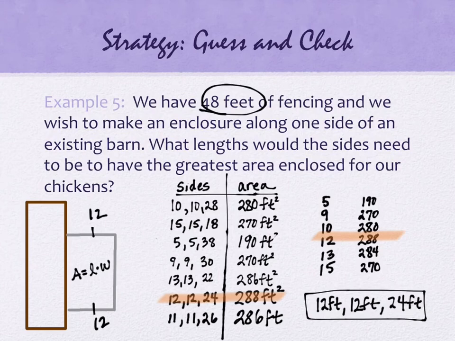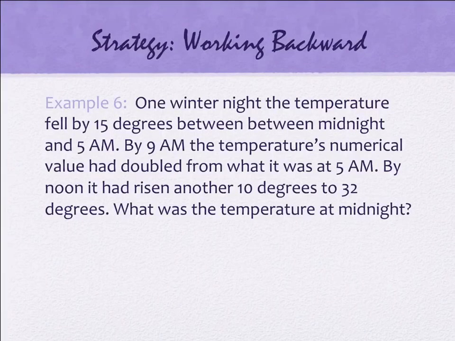Okay, the next one's a fun one. One winter night, the temperature fell by 15 degrees between midnight and 5 a.m. By 9 a.m., the temperature's numerical value had doubled from what it was at 5 a.m. By noon, it had risen another 10 degrees to 32 degrees. What was the temperature at midnight?